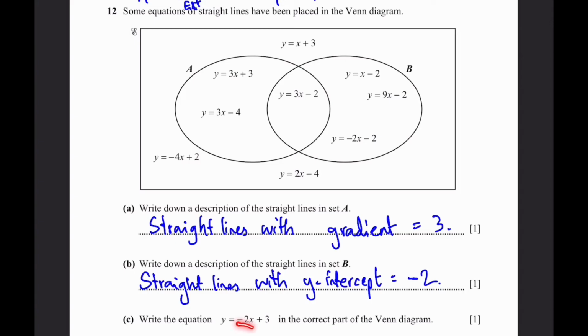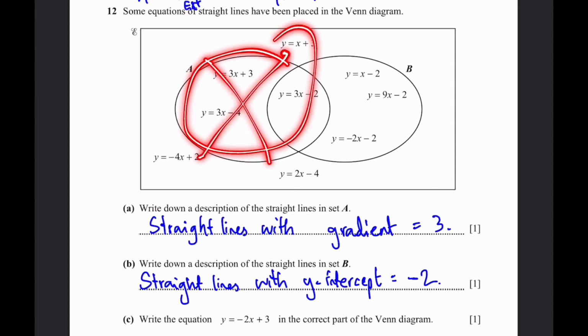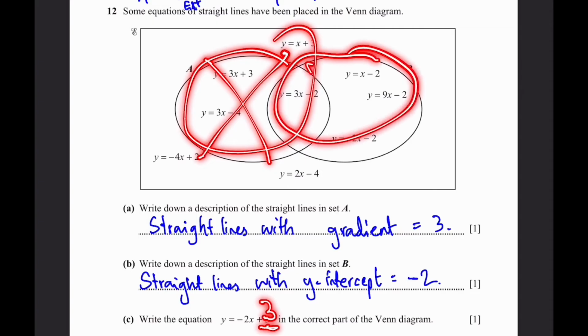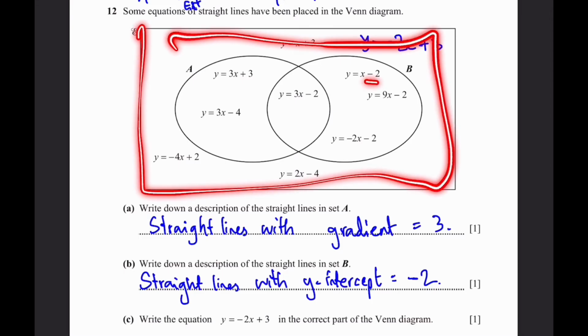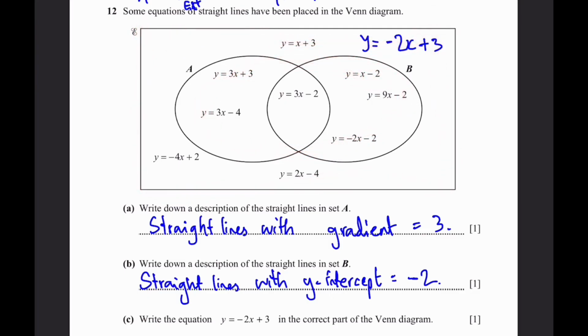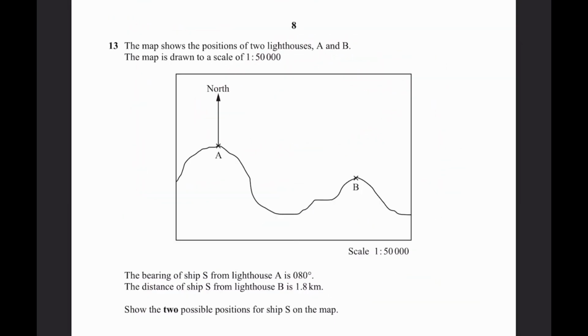What's the gradient of this? It's -2. That means it should be outside A. And what's the y-intercept? It's 3. It's not -2 here, so it should be outside of set B. So it should be outside both of the circles, like this. Y equals -2x plus 3. You can write it anywhere which is inside this rectangle, but outside the two circles. That's the answer. Question 13.